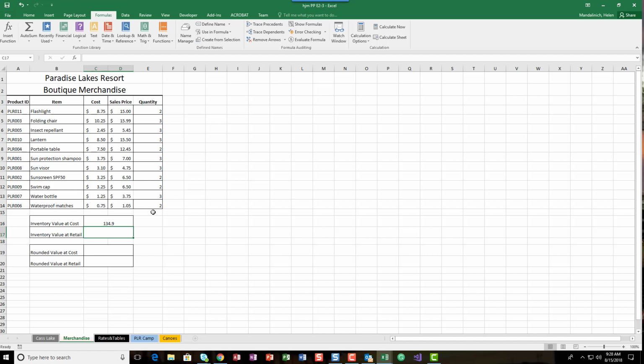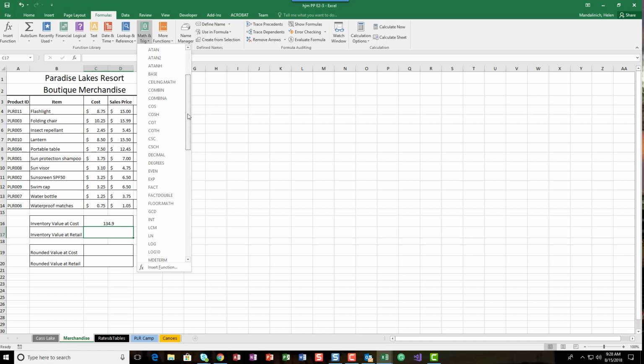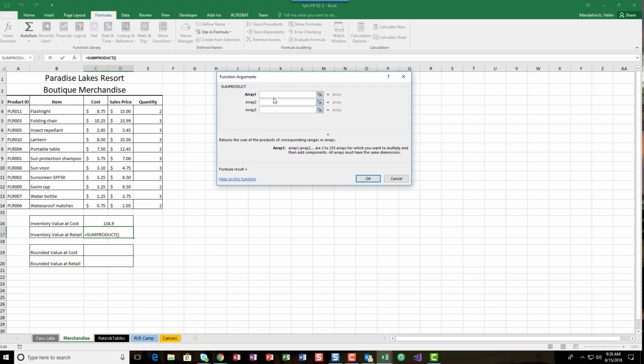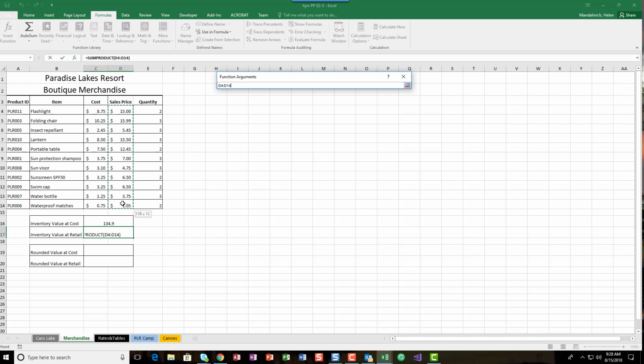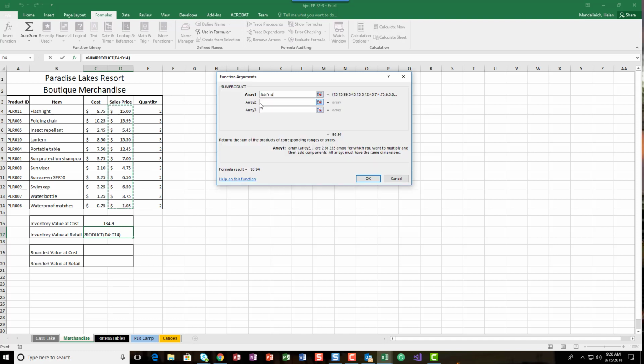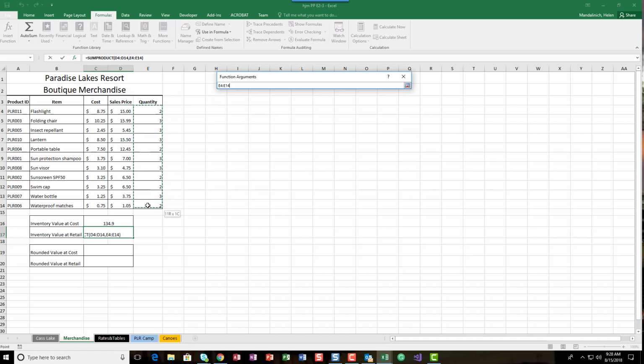So let's do that again, but we're going to do it for inventory value at retail. So let's practice it again. We're going to go Math and Trig, and we're going to do SUMPRODUCT. The first array is not cost, but retail, right? So we want to use our sales price. So the flashlight cost $8.75. We sell it for $15, but we still have 2 in inventory.